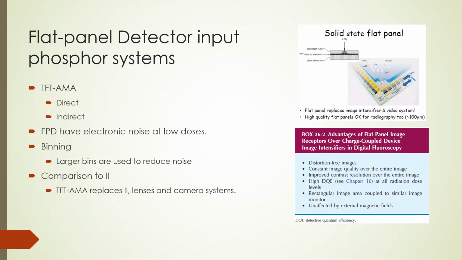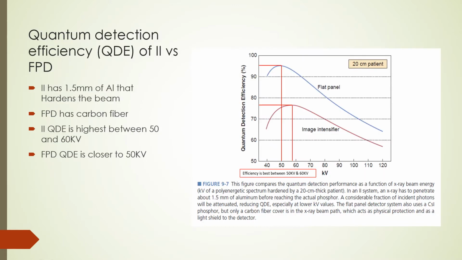This table shows a summary of flat panel detector advantages over CCD-based systems. Let's compare the performance of flat panel detectors to image intensifiers by looking at the quantum detection efficiency, or QDE, of both systems. The higher quantum detection efficiency of the flat panel detector gives it an advantage over an image intensifier system. These plots show the QDE measured at various kVs for a 20 cm patient thickness. QDE of the flat panel detector reaches above 90% at about 50 kV compared to the QDE in the mid 70% range for image intensifiers at about 60 kV.